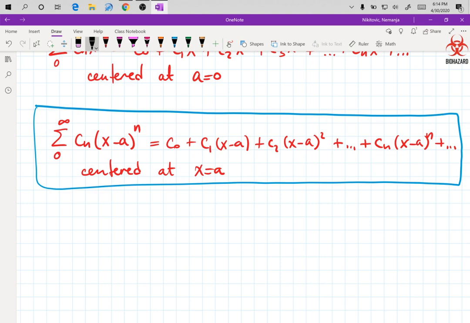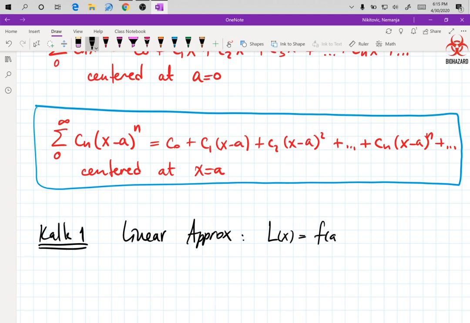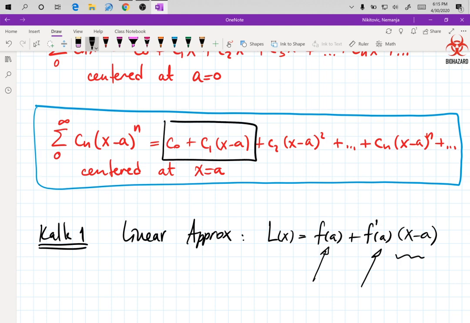So what you learned in Calc 1, and I spelled it with K's because I'm a boss, you learned linear approximation, where you learned that the linear approximation L was f of a plus f prime at a times x minus a. Well, when I plug a number into f, I get a number. When I plug a number into f prime, I get a number, and then I have x minus a. I need you to see that that's it. It's a number plus a number times x minus a.